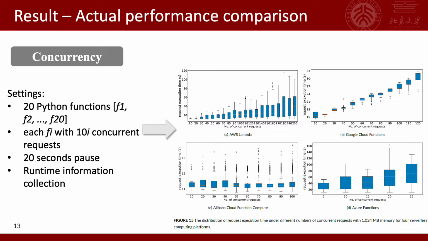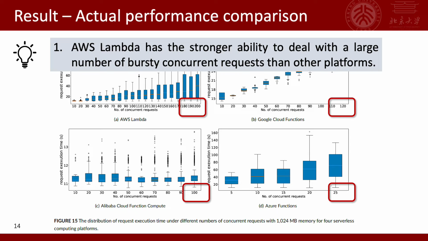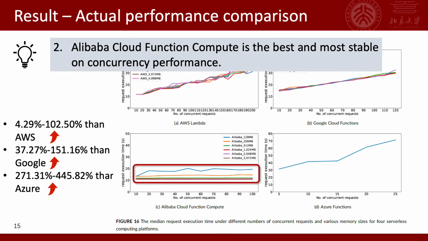In our exploration of concurrency performance, we created 20 Python-based serverless functions with the same configuration and code, but different function names, and invoked each function in increments of every 10 requests. It can be seen from the experimental results that, first, AWS Lambda can execute more than 200 concurrent requests, which is stronger than the other platforms in handling a large number of burst concurrent requests. Second, we find that concurrency performance of Alibaba Cloud Function Compute does not change with the number of concurrent requests, and it is also the best and most stable among these platforms.